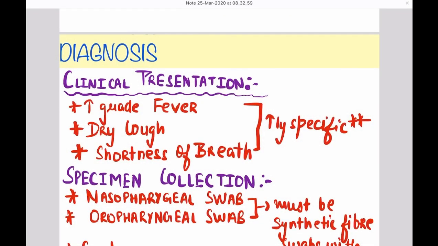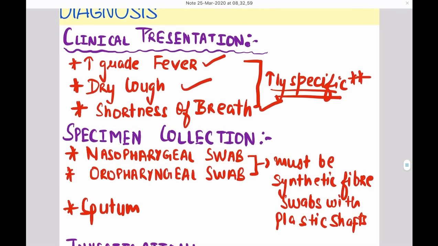Now the question arises, how will you diagnose the patient of COVID-19 disease? The first thing that a clinician must observe in the patient of COVID-19 are the clinical presenting features. The clinical presenting features that were talked about in the pathophysiology of the disease are the high-grade fever that is greater than 100 degree Fahrenheit, a dry cough, and shortness of breath or dyspnea. These are highly specific clinical features that must be kept in mind while dealing with the patient of COVID-19.